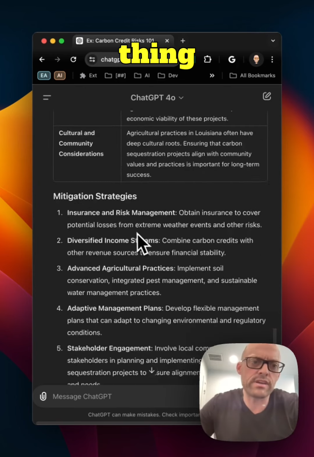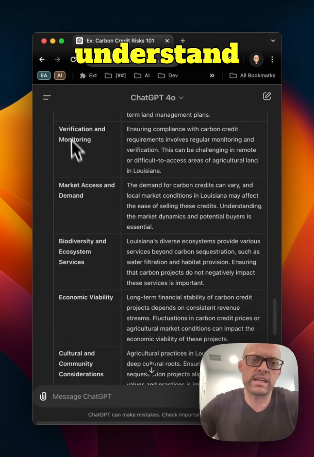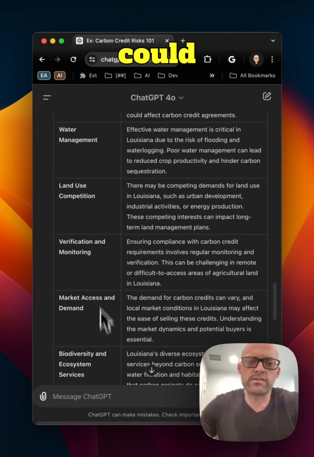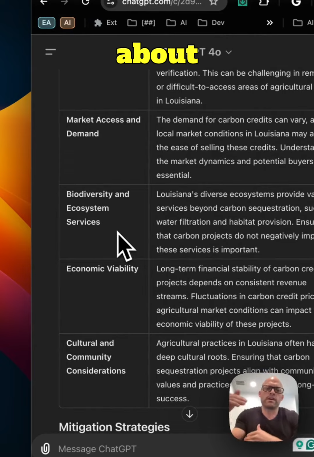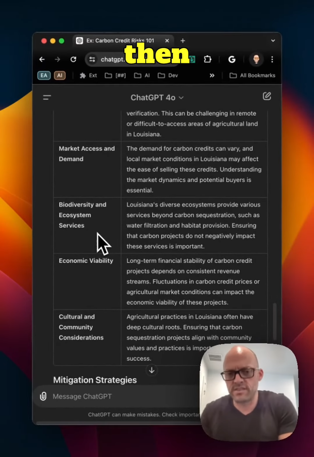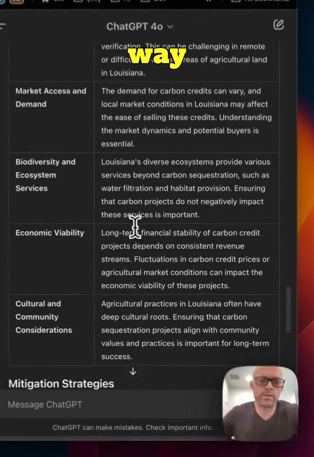And then the other thing, you can tell it to build me out a plan to understand each of these. So I could pull these out and tell it to explain more about these two things and then the next two things. And you can build out really a learning library that way pretty fast.